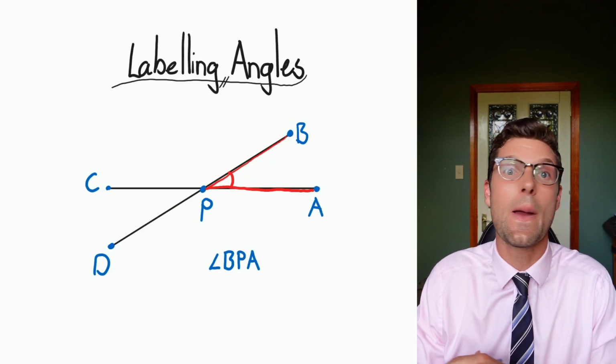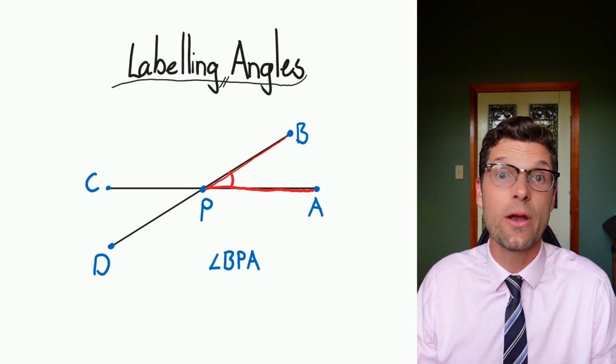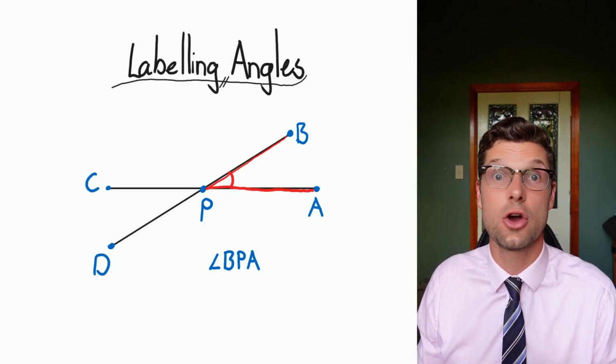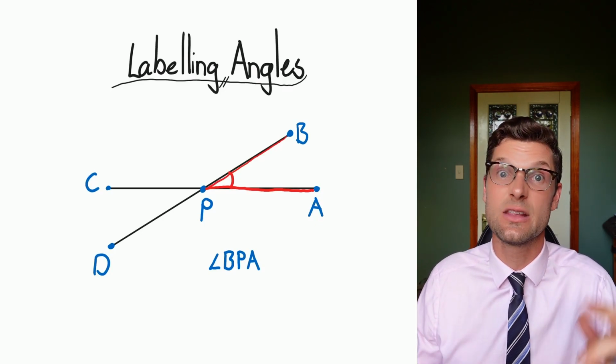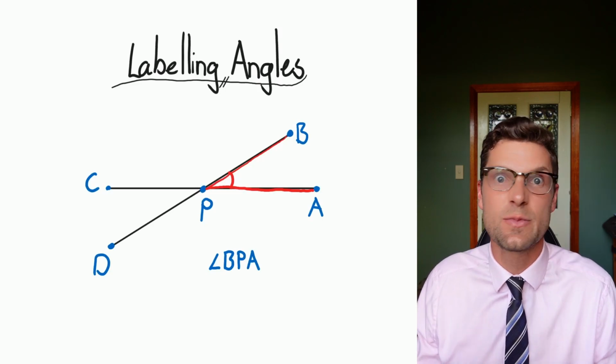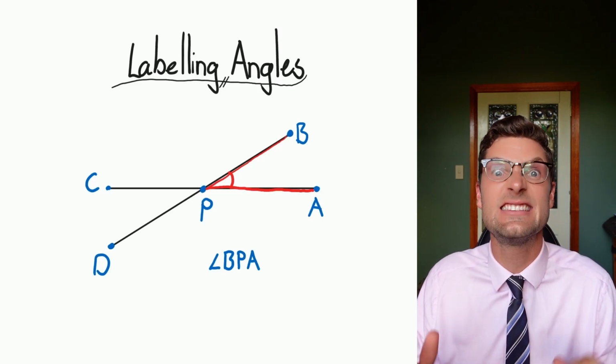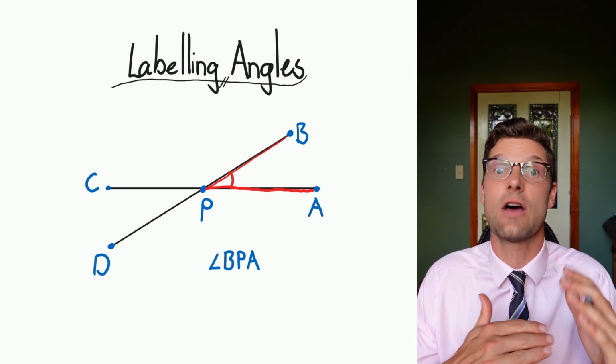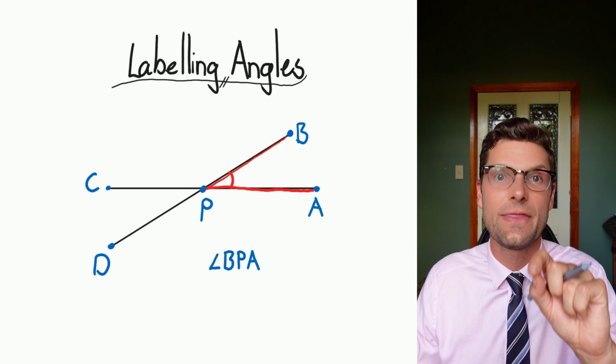So the convention, every single time, is that the point where the angle is made, so that point P, for example, always goes in the middle. The two arms, the B and the A, go on the outside. Just be aware that APB is exactly the same as BPA in this example because I'm still talking about the two arms with that point in the middle.